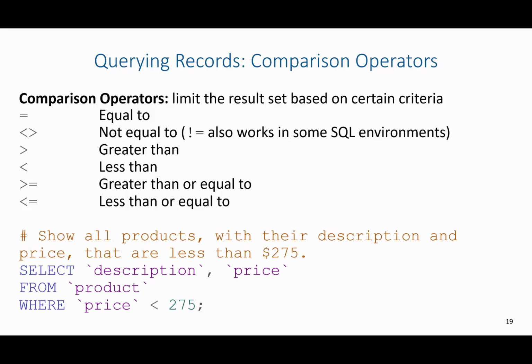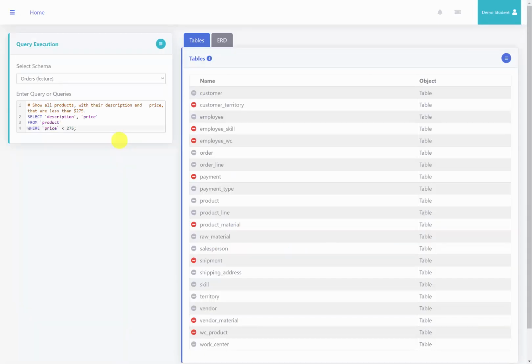So if I was asked to show all products with their description and price that are less than $275, I'd say select description, price, which are the columns I want to return, from the product table where the price is less than $275. So here I am back at the server.